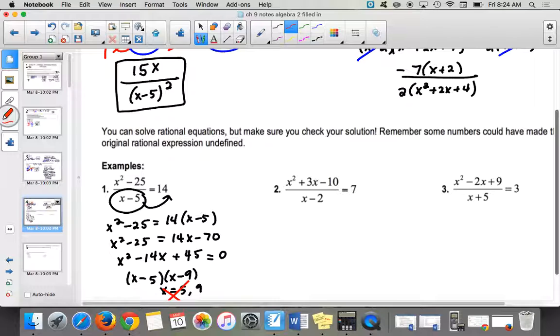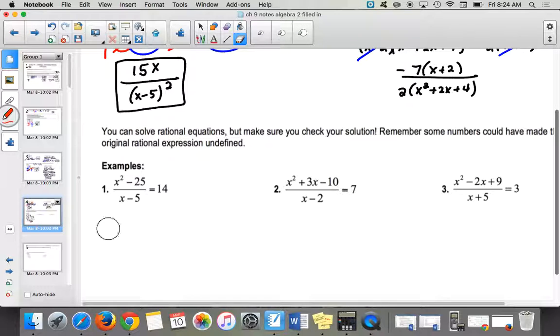Then 9, if you try 9, you'd have 81 minus 25 over 4. So you'd have 56 over 4, which is 14. So that one would work. But there's an easier way to solve this problem. Does anybody see what we would do here? Gloria, what do you think? Yeah, in this case, we could factor.